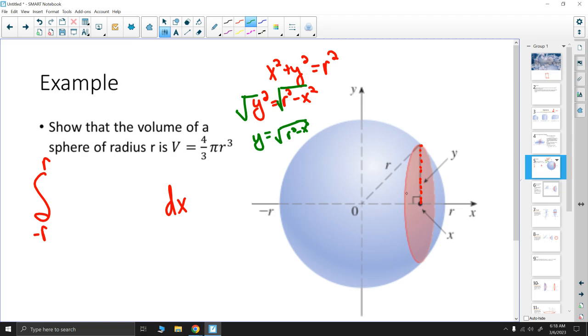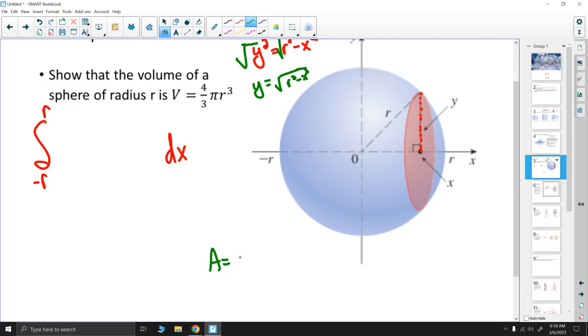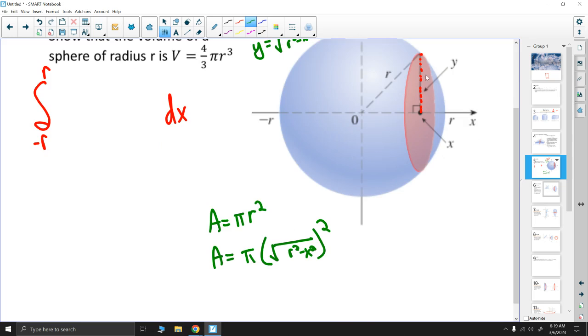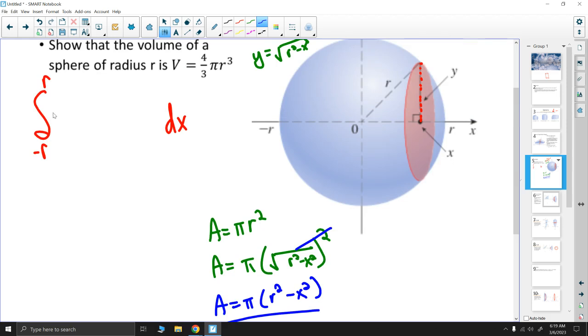Now, if we want to find the area of this circle, area is pi r squared, right? So pi r squared, that's the area of a circle. Now our radius of our circle here is y. So we're going to plug our y in for r here to find the area of this face. Area is pi times the square root of r squared minus x squared, squared. Again, our radius of our circle here is y. Okay, so that square root then gets taken care of. We're left with area is pi times r squared minus x squared.